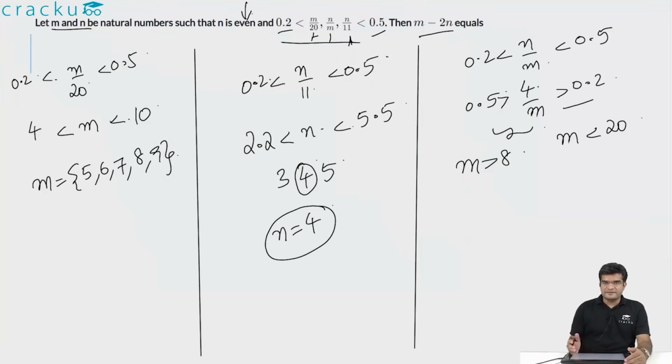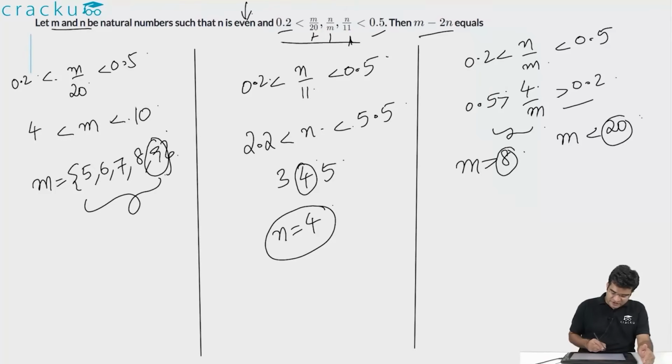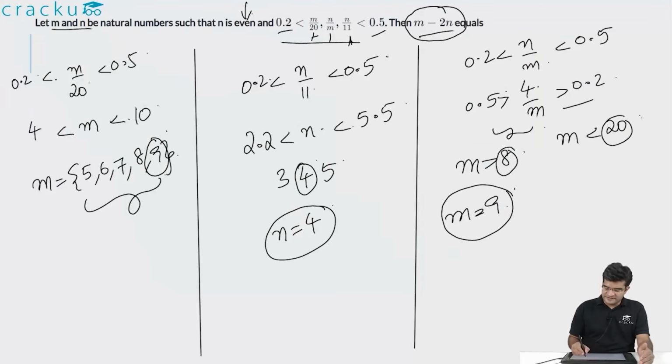So the values of m have to lie to the right of 8 and to the left of 20, but we also know that m will lie between these 5 values, that is 5, 6, 7, 8 or 9. So because m is greater than 8, the only possibility is that m has to equal 9. So m is equal to 9 and n is equal to 4. Therefore, the value of m minus 2n will equal 9 minus 8, which is equal to 1.